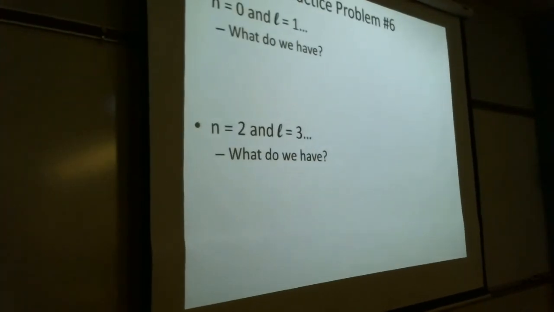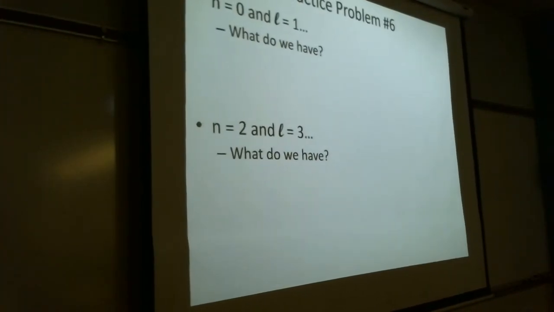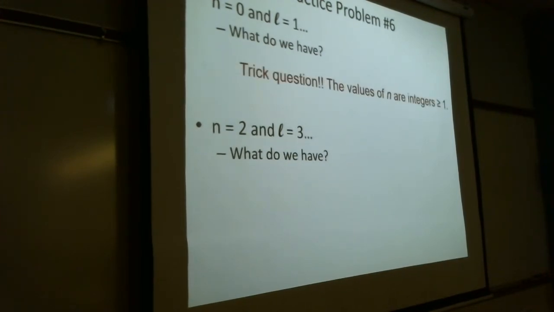Okay, if n equals 0 and l equals 1, what do we have? What kind of orbital is that? That's right, it does not exist. n cannot be 0. That's like having a mass of 0 grams. I will give you 0 grams of gold today. Congratulations.